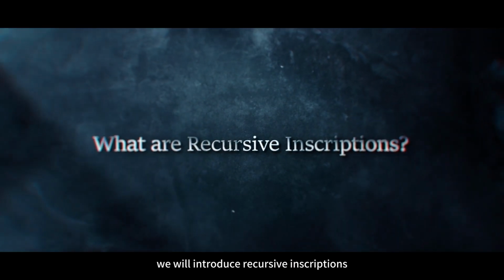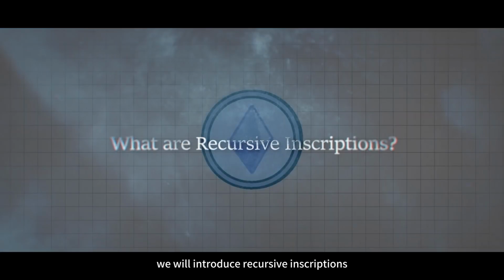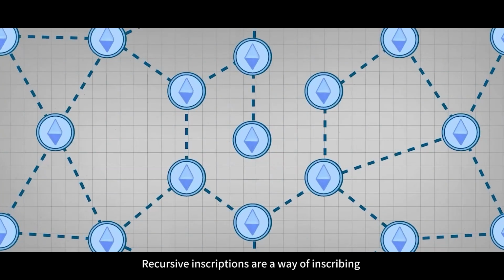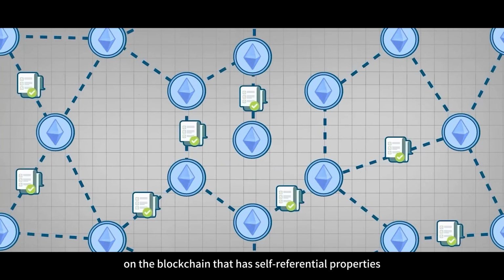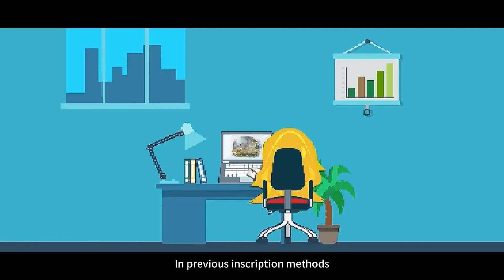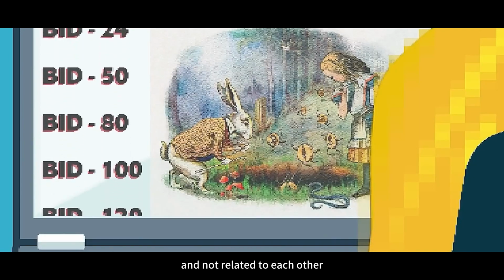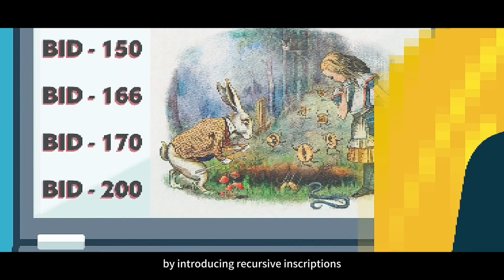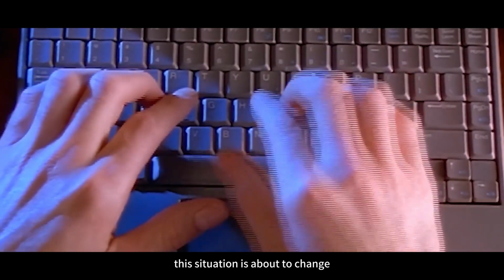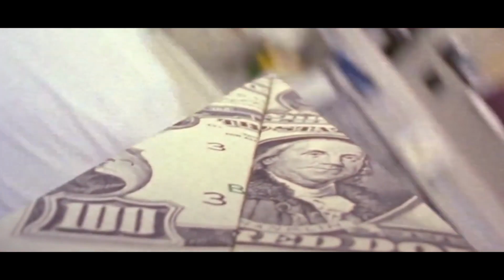Next, we will introduce recursive inscriptions. Recursive inscriptions are a way of inscribing on the blockchain that has self-referential properties. In previous inscription methods, each inscription was independent and not related to each other. However, by introducing recursive inscriptions, this situation is about to change.